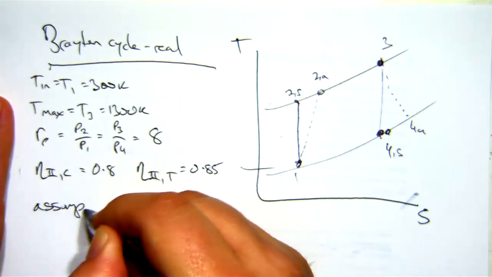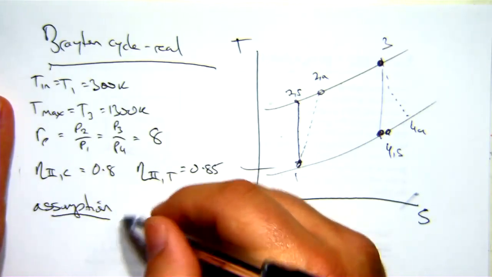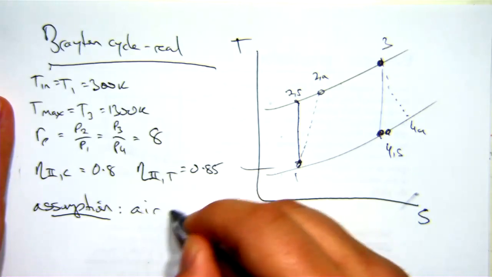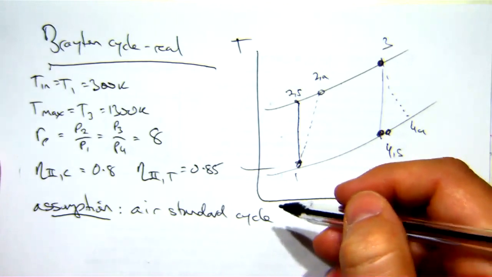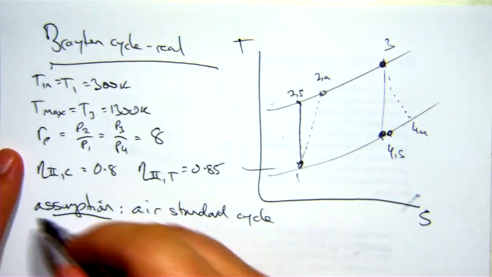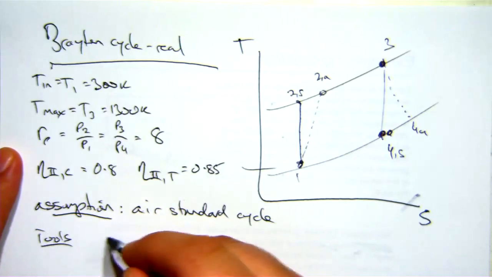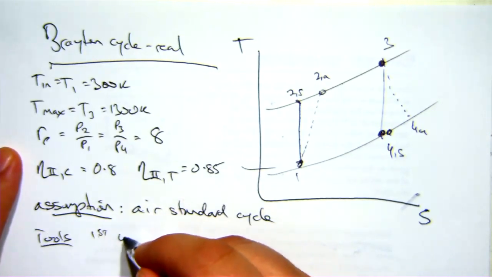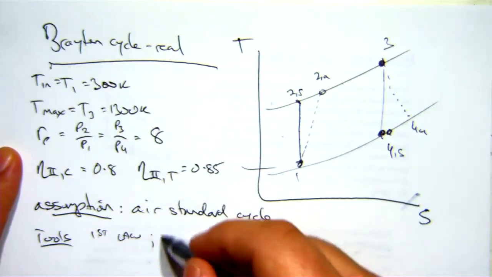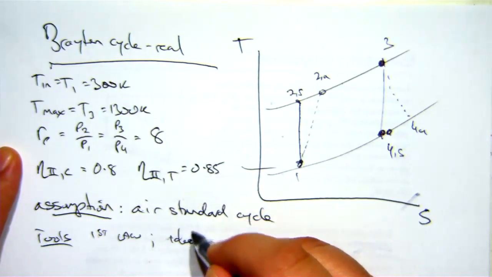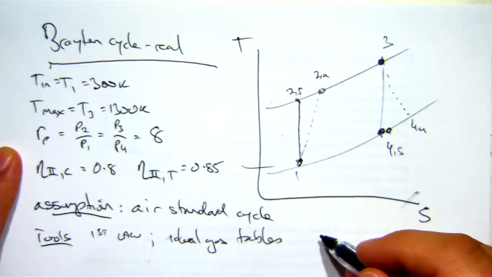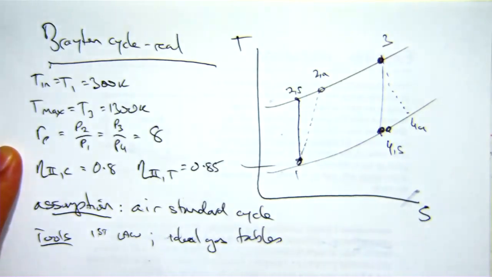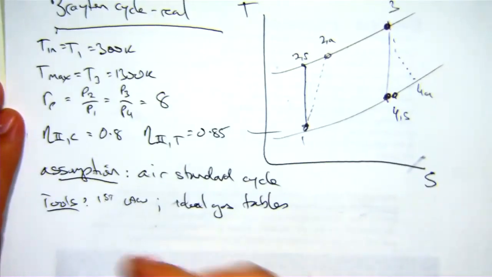Assumptions. A lot of the assumptions can be all wrapped up into air standard cycle. And tools, I use first law. I'll use ideal gas tables with the reduced pressure. Am I still on screen? Yep. That should be enough for there. And I haven't even written down what I want to find.